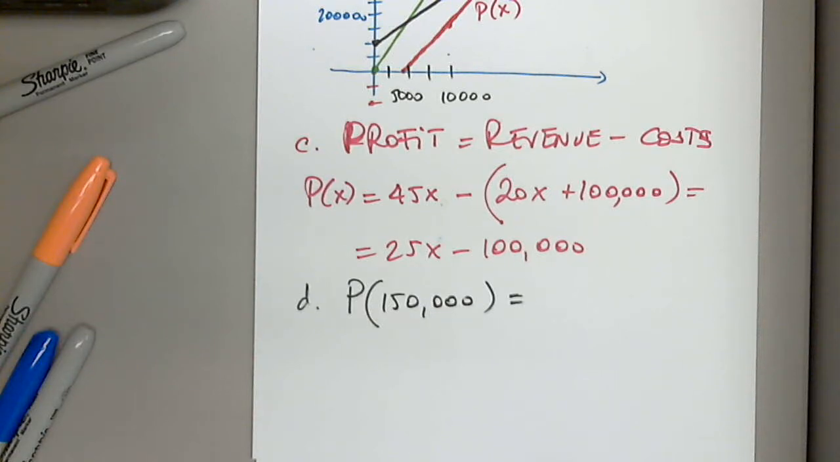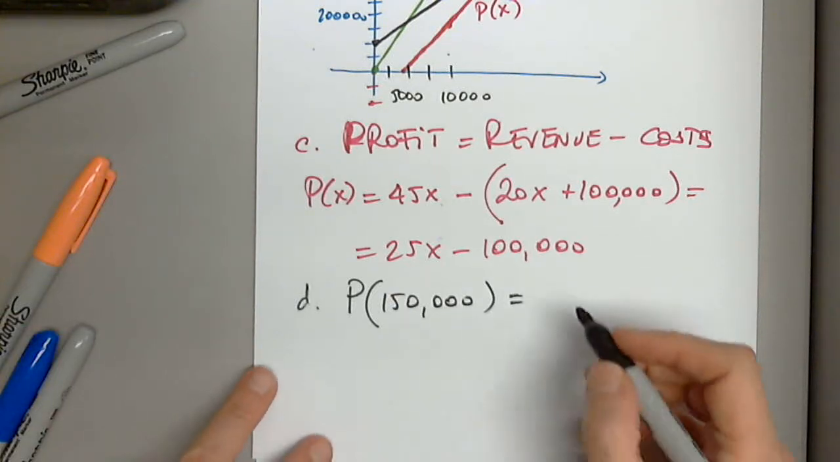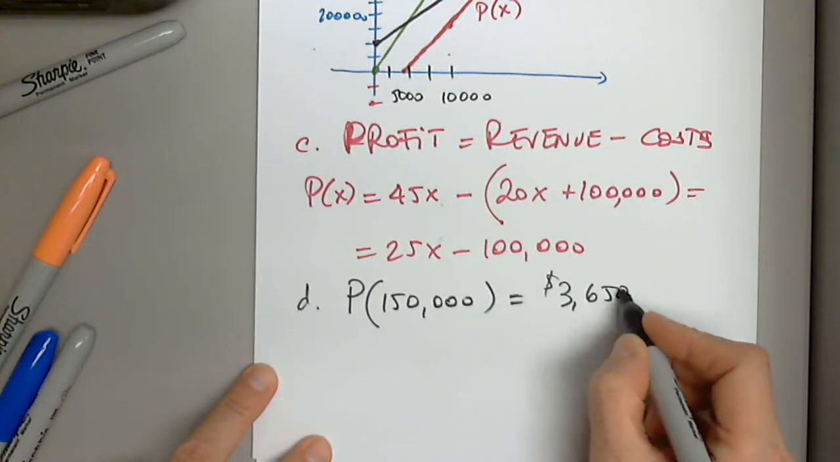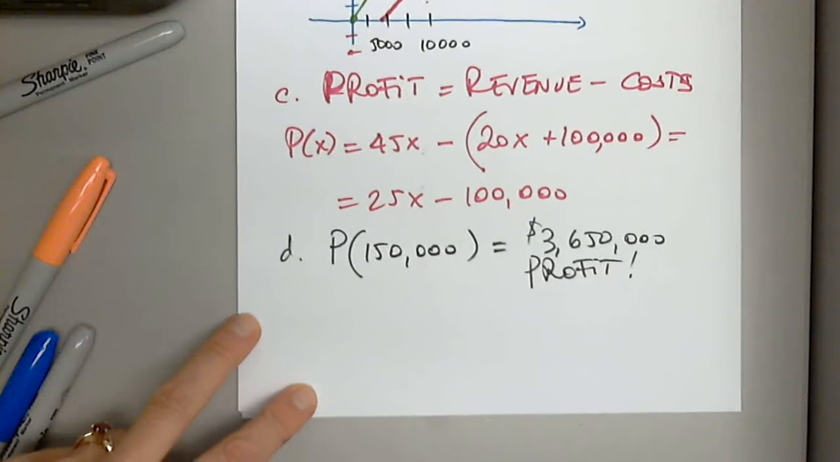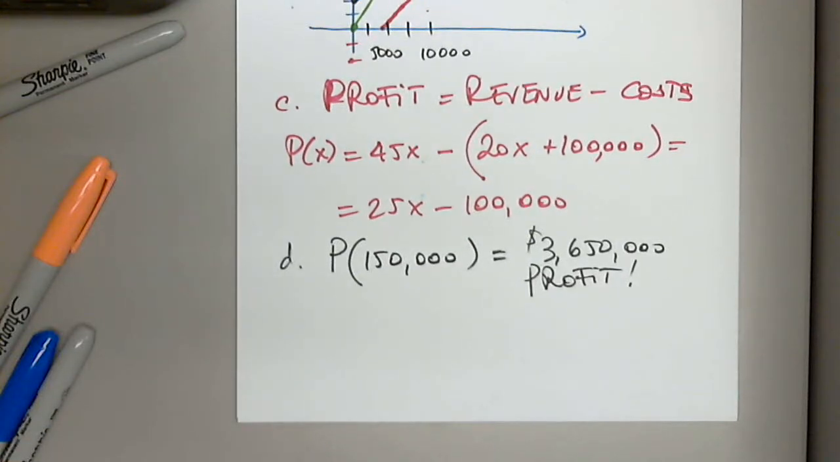So let's plug it in and tell me what you get. 25 multiplied by 150,000, and then minus 100,000. I got 3,650,000. Yep. Profit. That's good. Okay, there is also a part D.